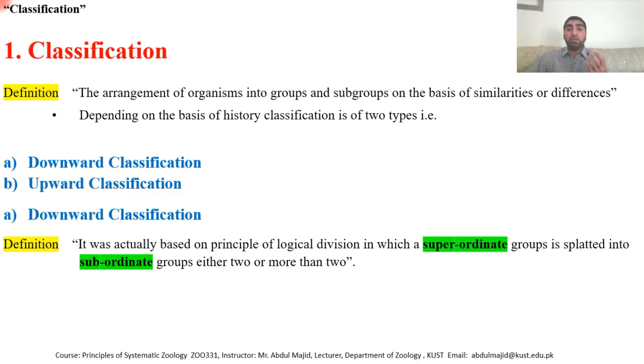It is a type of classification in which a superordinate group is split into subordinate groups, either two or more than two. Meaning there is a large group, a superordinate group, which has too many organisms, plants or animals. We split the huge group into smaller groups. If there is too much diversity in the group, the subordinate groups will be more in number. And if there is not much diversity in a supergroup, there will be a few subordinate groups.